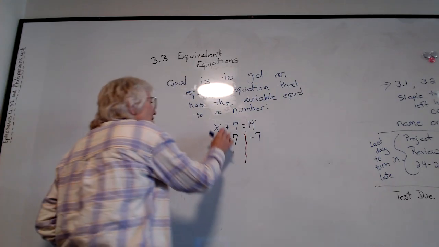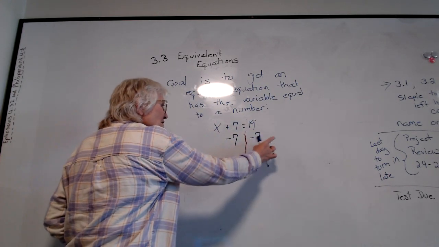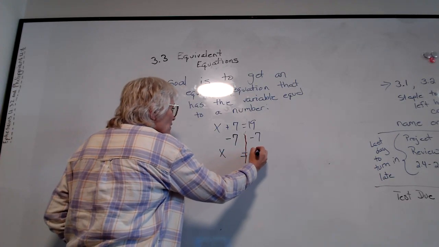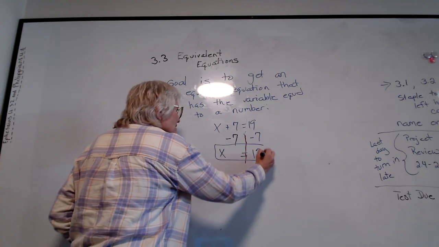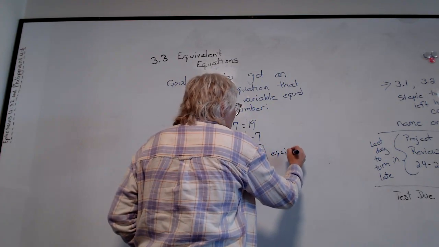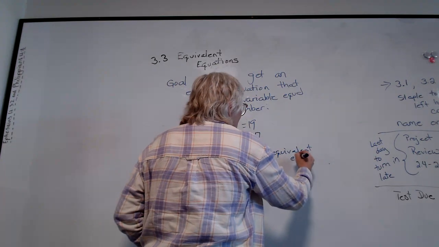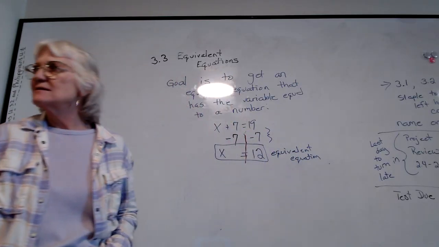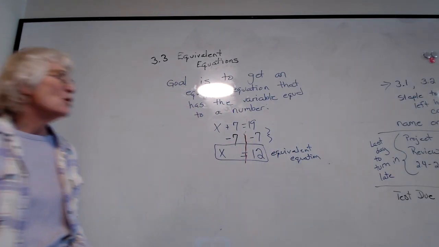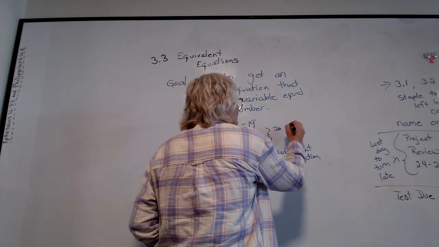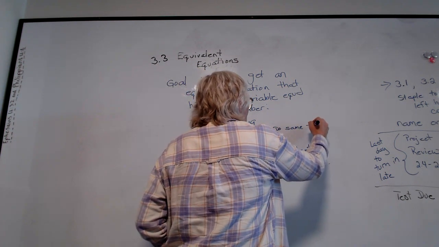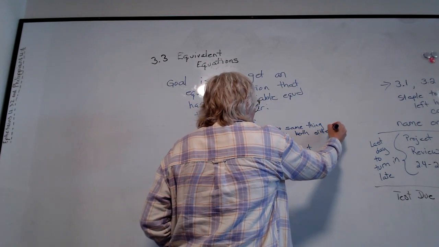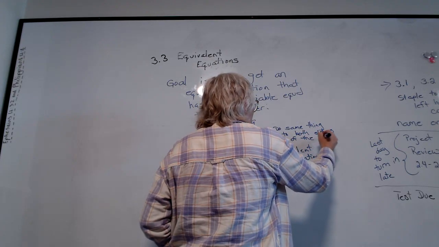But we've done the same thing. We've subtracted the 7 here. We've subtracted it also here. That gives me x equals 12, which now is an equivalent equation. It was found by doing the same thing to both sides. Okay, that's what we're doing. You always have to do the same thing to both sides of the equation.